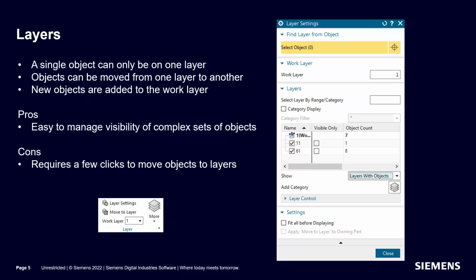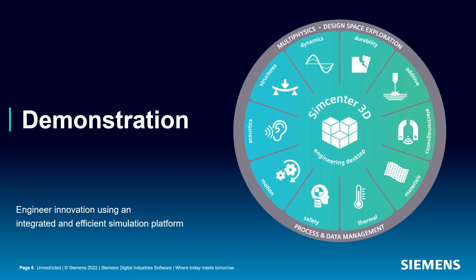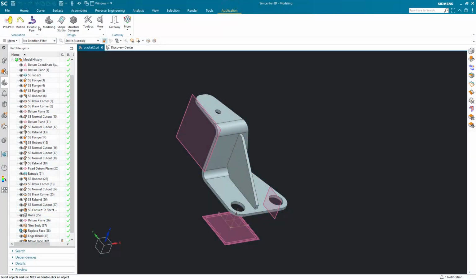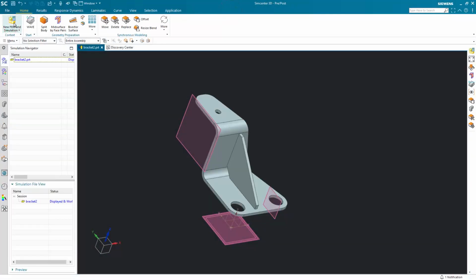Layers are the best way to manage the visibility of complex sets of objects. Layers are different from groups in that a single object can only be on one layer. You can easily move objects from one layer to another. New objects are added to the work layer. Investing in the few clicks to set up the layers pays off by easily being able to control the visibility of complex sets of objects. Let's look at how we can use layers to control the visibility of our objects in our simulation files.